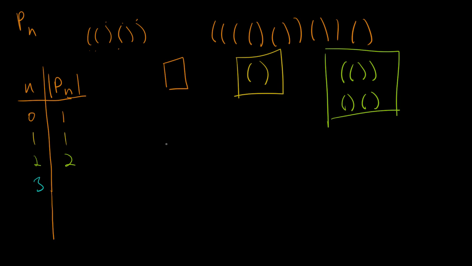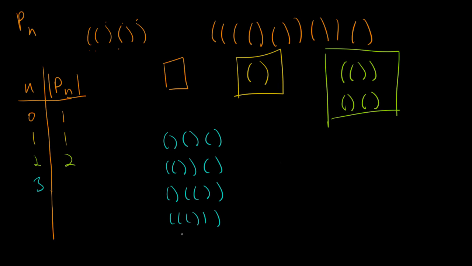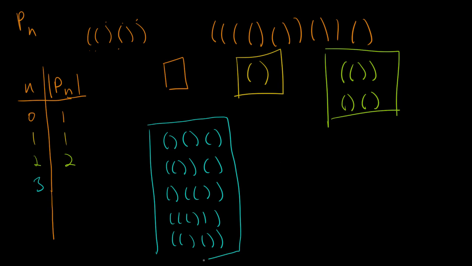So with 3, you can do, let's see, open, close, open, close, open, close. You can do open, open, close, close, open, close. You can do open, close, open, open, close, close. You can do open, open, open, close, close, close. Or you can do open, open, open, close. No, wait. I already did that one. Open, open, close, open, close, close. Yep, that's it. Those are all the ways. Don't think I missed any. All right. So there are 5 ways of doing this. So these are starting to look familiar. I wonder if they're also Catalan numbers. Here's a spoiler alert.